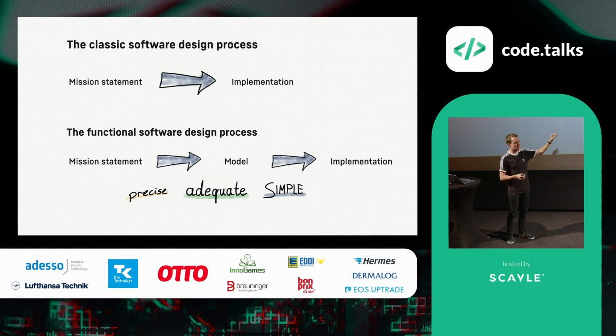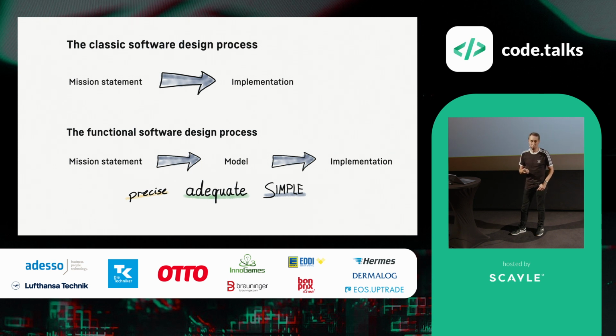And only then, only the next step, if you are totally confident in your model with all the stakeholders involved, only then do you go on to derive even an implementation from that. Now this model is a formal model. It's a mathematical model based on mathematical languages and grammars, and it has to be precise, adequate, and simple.